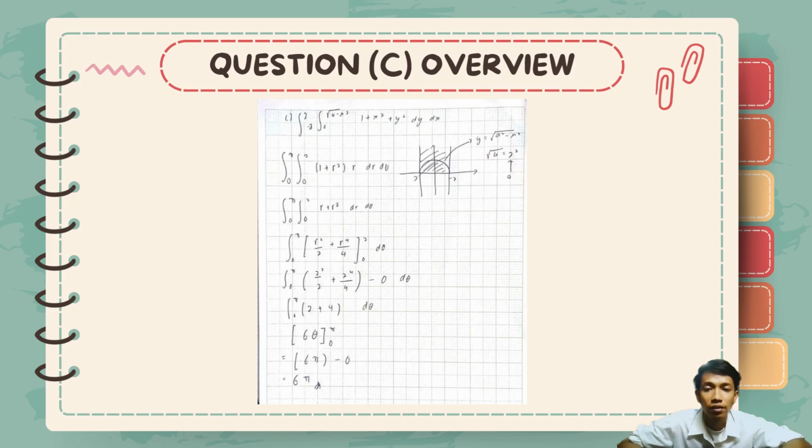The integral is multiplied by r in polar coordinates, so the expression becomes r multiplied by 1 plus r squared. We integrate first with respect to r, getting r squared over 2 plus r to the power of 4 over 4, evaluated from 0 to 2. That gives us 6. Then we integrate with respect to theta, which gives us the final answer of 6 pi.